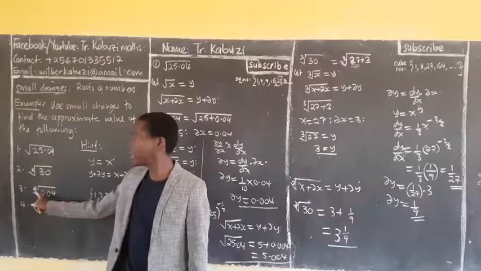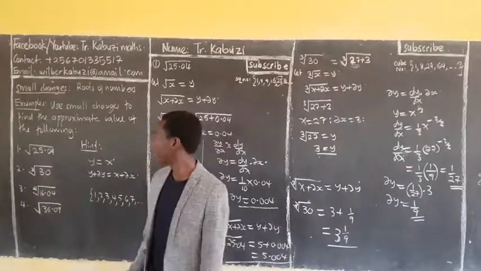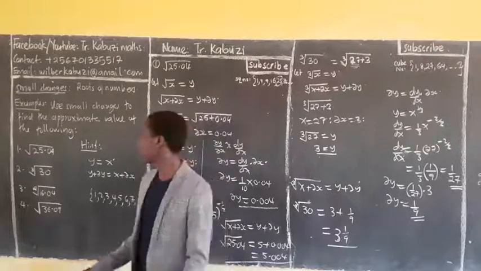Now here I'm going to deal with the fourth root. You say now 1 power 4, 2 power 4, and see the closest number to 16.